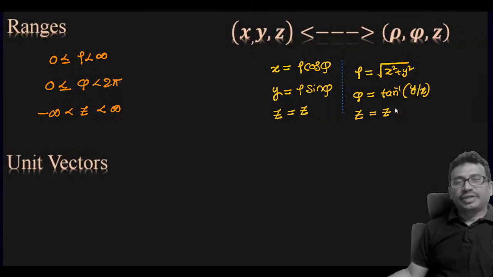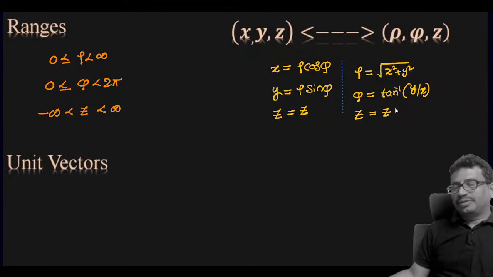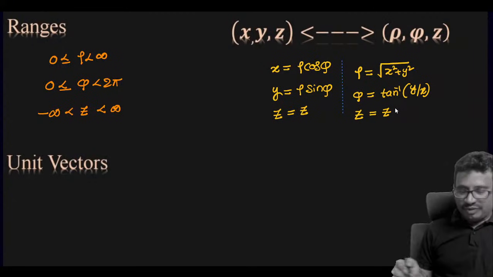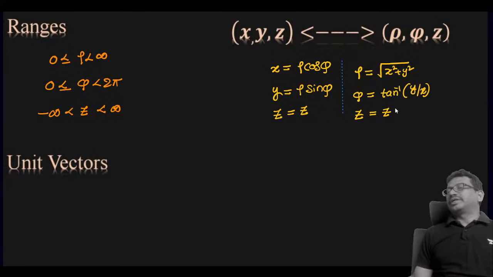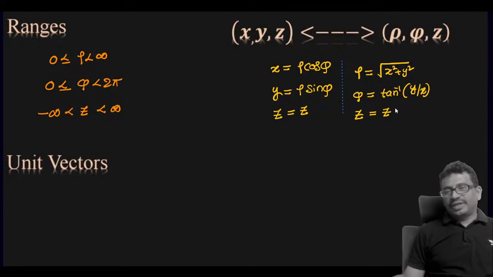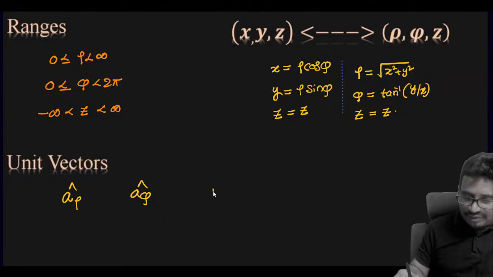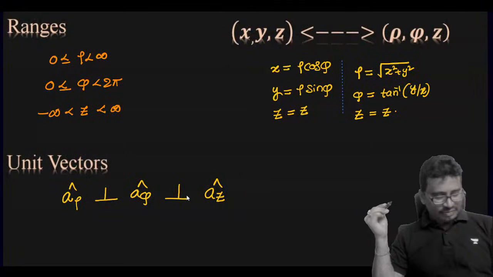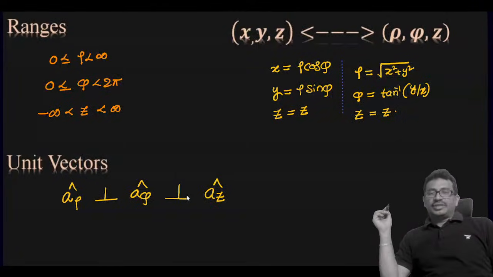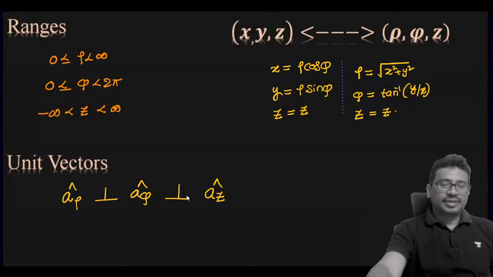And the unit vectors: earlier we have seen the unit vectors are ax, ay, az. Here we'll take the unit vectors as a rho cap, a phi cap, az cap. And the angle between them is how much? 90 degrees. The angle between them is 90 degrees.